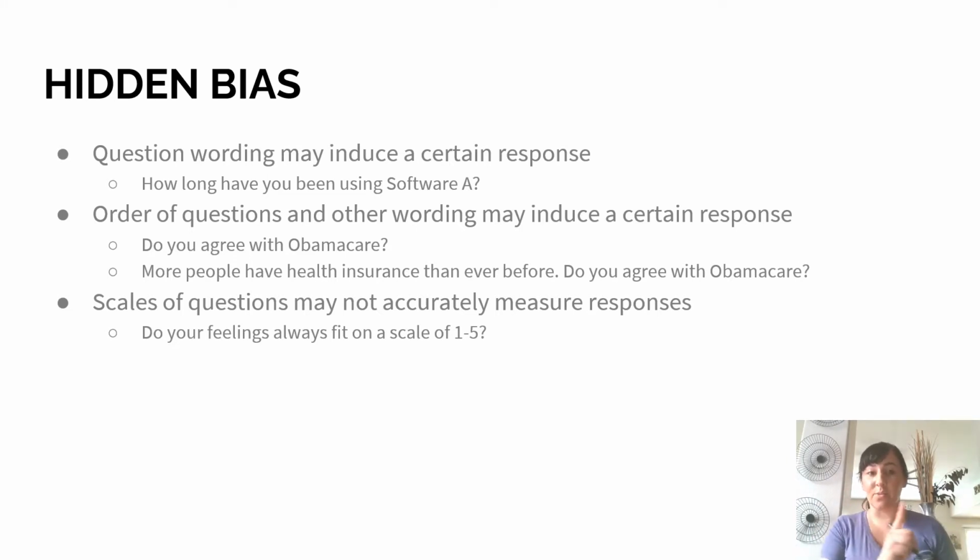So here are three different types of hidden biases that you can catch, and hopefully you'll be able to catch them now whenever you are a participant filling out any kind of survey. You can kind of see what they're doing to get a certain response out of you, if they're biased. But anyway, so you can question the question wording.